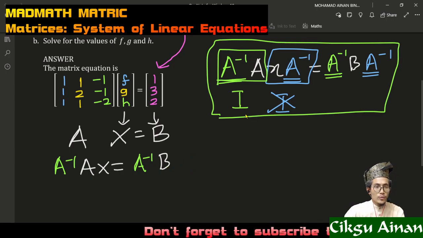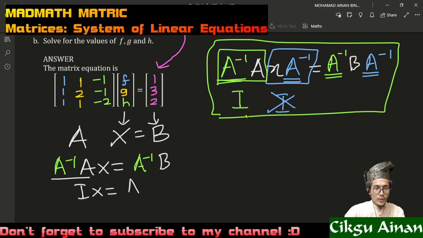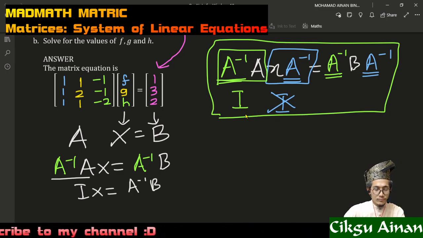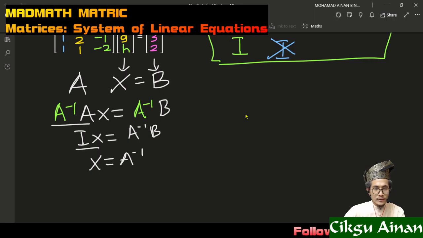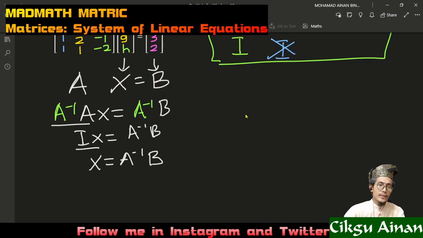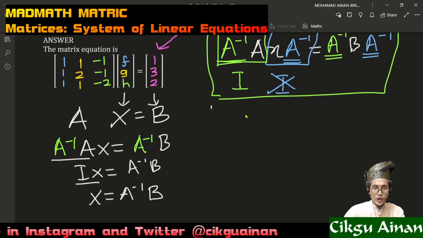Okay, so therefore, this one we get identity multiplied by x, so A inverse B. And then identity multiplied by x, we get x. We can solve it by getting the inverse of A, multiplied by B. Now, how to get the inverse of A? We can use the adjoint method.